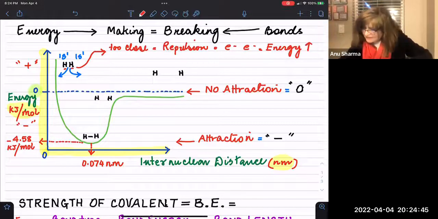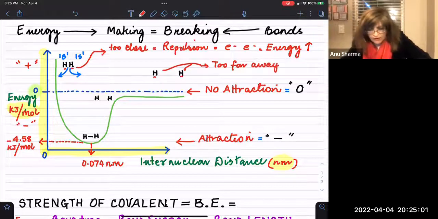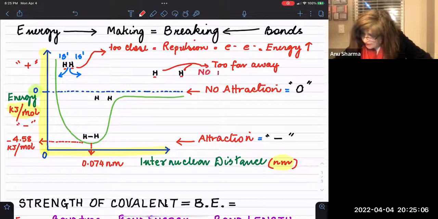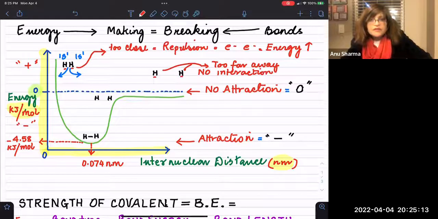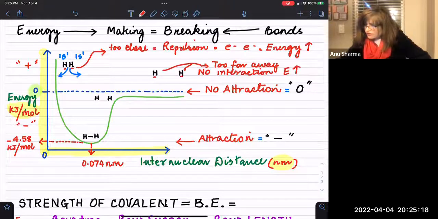Next, if these two atoms, hydrogen and hydrogen, are too far apart, in this scenario they are too far away. That means there is no interaction. So again, the energy is very high. That is why the energy is positive and above zero. So no interaction, energy is very high. Okay, so energy is E.